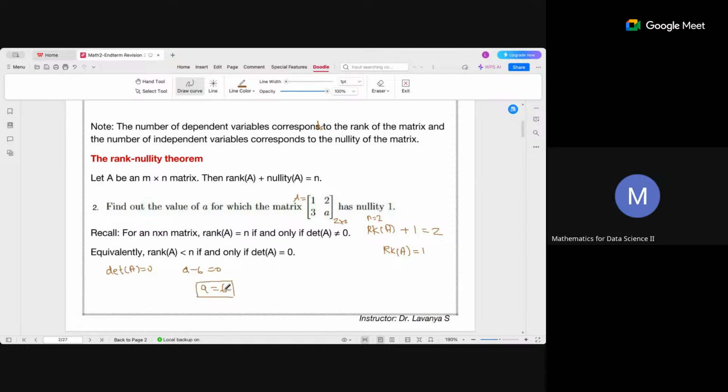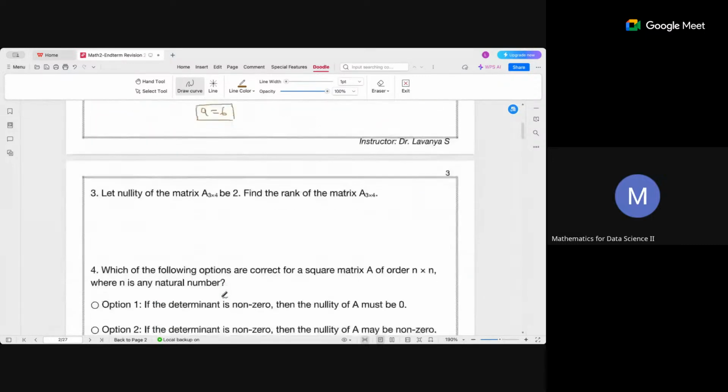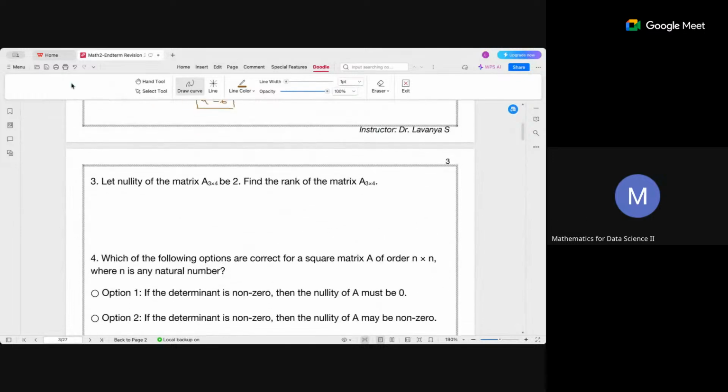Do you understand what we did here? Yes, ma'am. We simply applied the rank nullity theorem and found the determinant should be 0. So using that, we found A is equal to 6. All right? Okay.